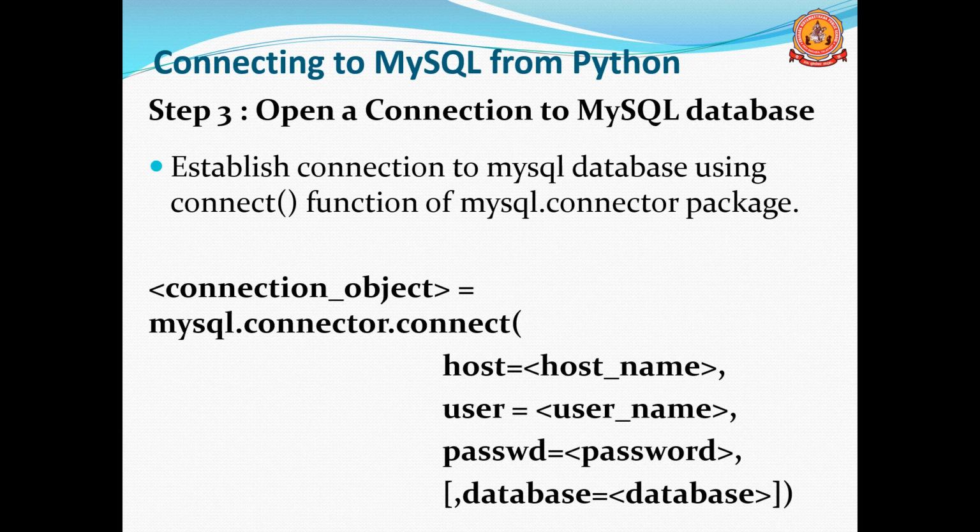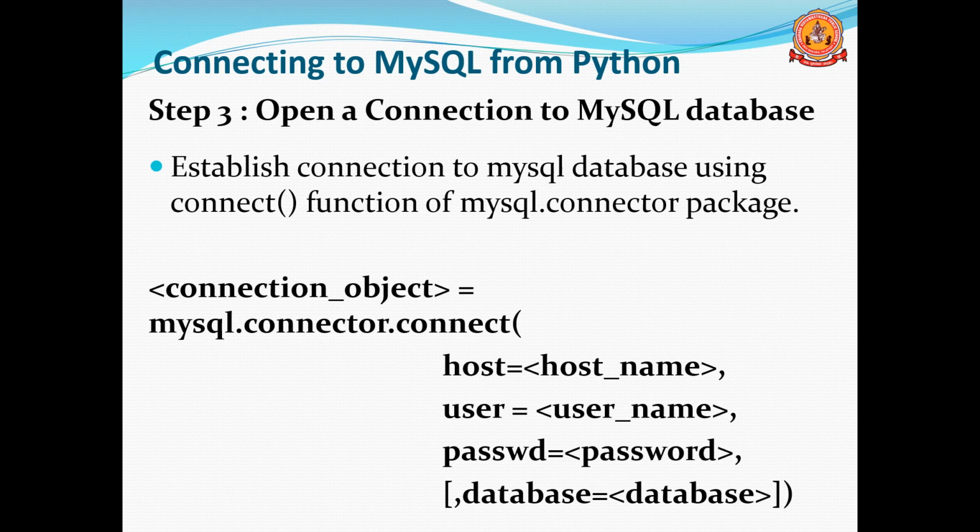Whenever you are going to connect, here is the syntax given. We have to provide one connection object. The connection object equals mysql.connector.connect. Remember, mysql.connector is the package we imported, so the same name should be used. mysql.connector dot which function? Connect function, which is used to connect. The connect function mainly takes 4 arguments.